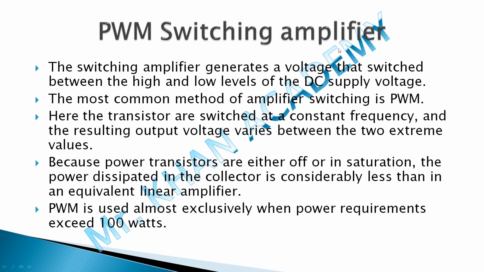PWM switching amplifier, pulse width modulation. The switching amplifier generates a voltage that switches between the high and low level of the DC power supply. Means in the linear amplifier, it's continuously supplying a single type of voltage, a fraction of total input. But here in pulse width modulation, the switching amplifier generates a voltage that switches between high and low level. Two levels of power supply I'm using, one a high supply, one a low supply, and between these two I'm switching continuously in PWM.